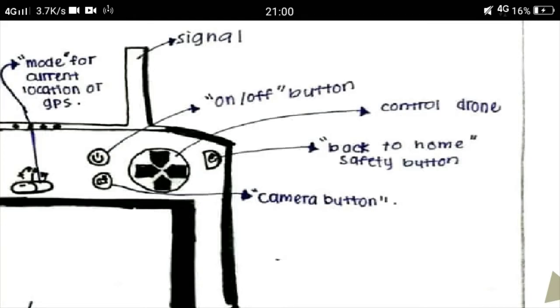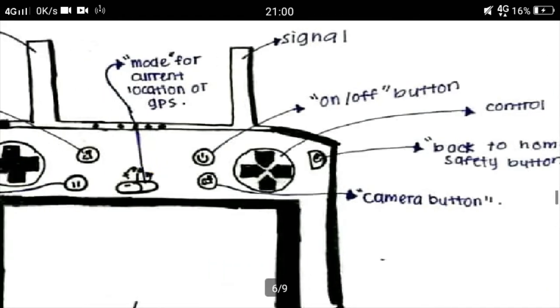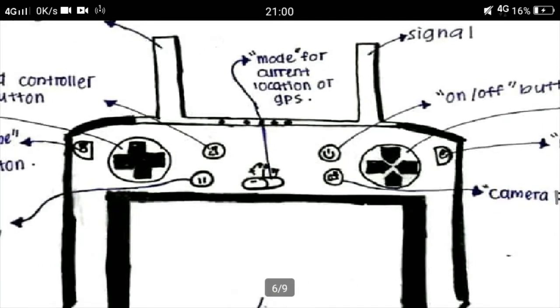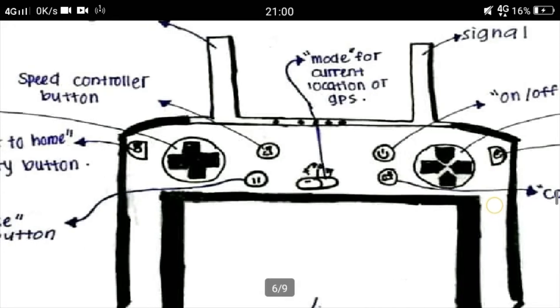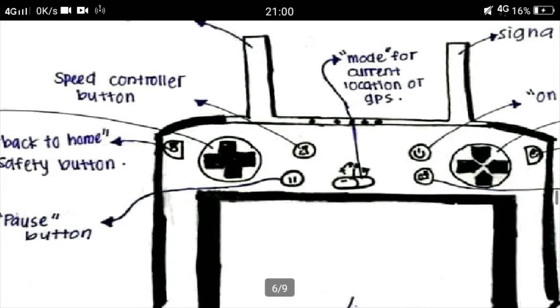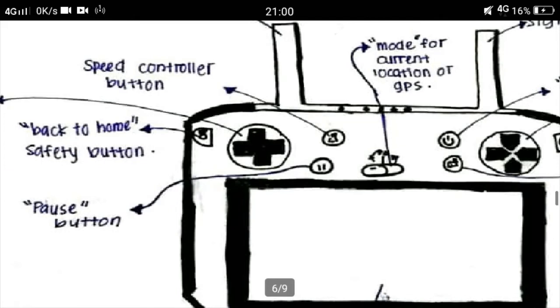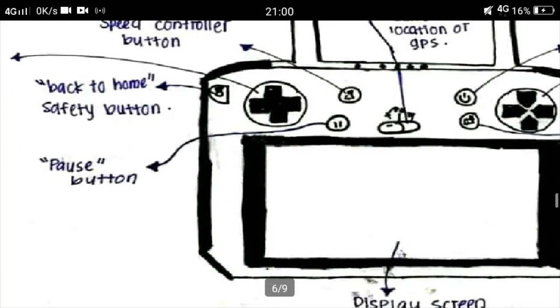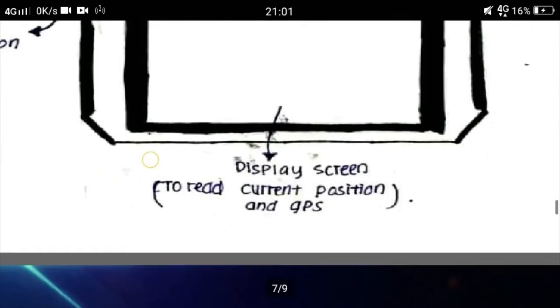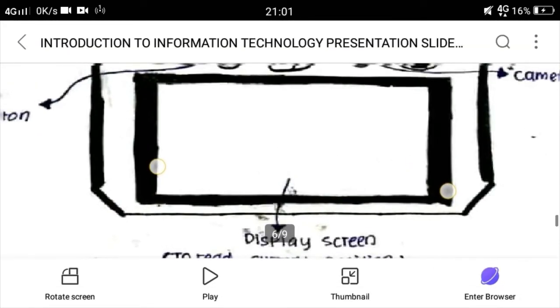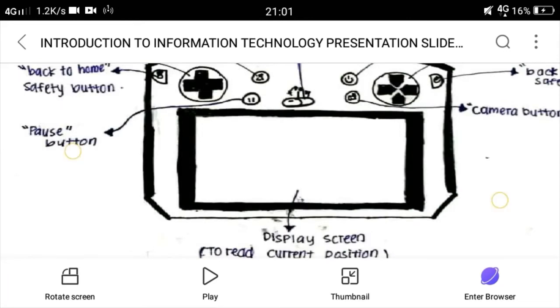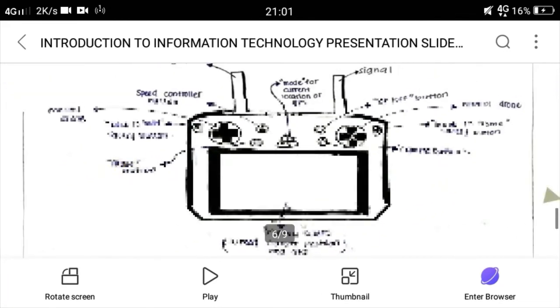This is the control for the drone to go up or down or left or right. This is the speed control button to speed up the drone, and this is the back to home safety button. This is the pause button, and this is a display screen to read the current position.